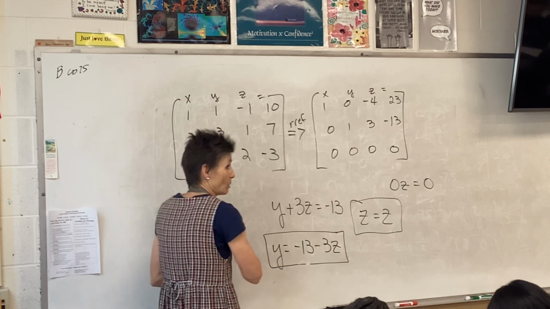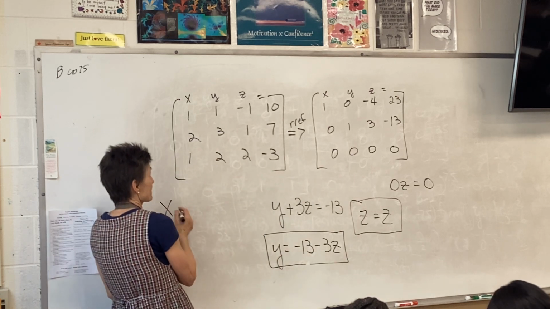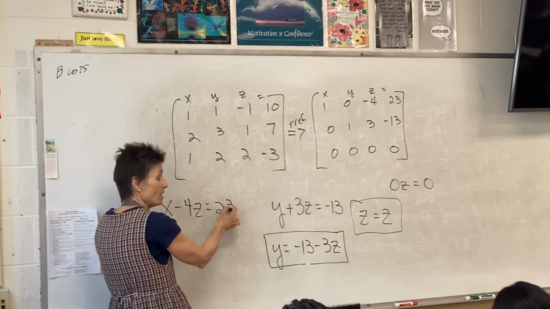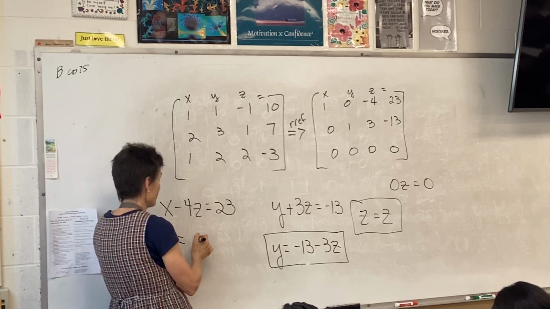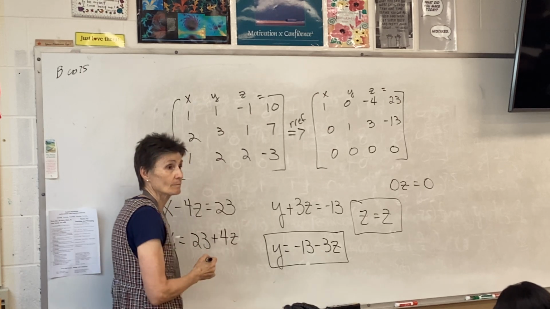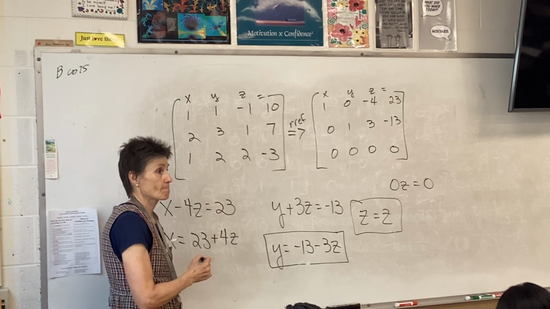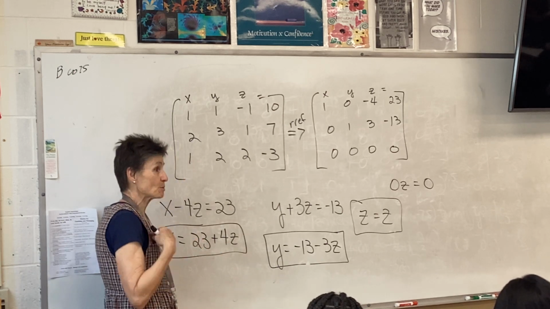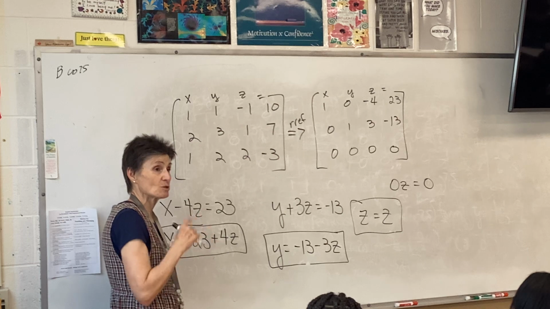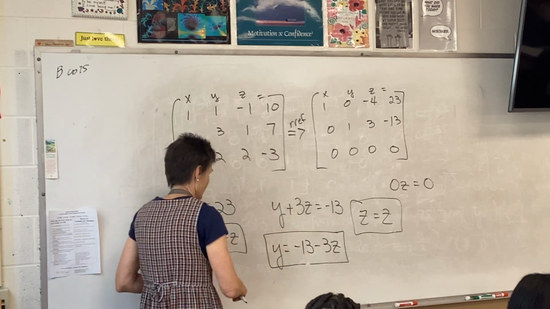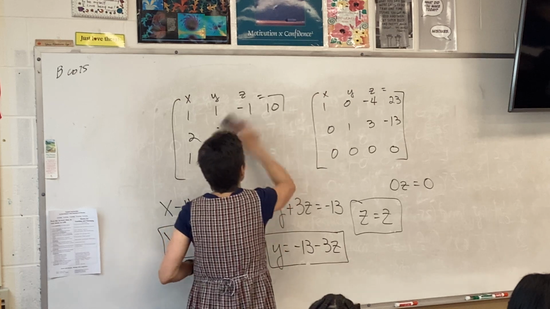Now, what's the top row say? X minus 4z equals 23, which means x equals 23 plus 4z. And that's the best we can do. Unless we have a value for z, that's the best we can do. So how do we write this answer? How do we write our final answer?